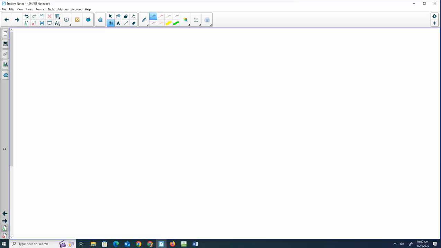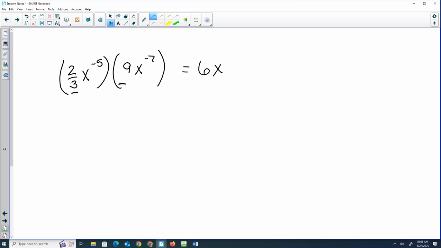What if I said, if I gave you this problem, what do you do first? Multiply 9 and 2/3. So 9 times 2/3 is 6. When I multiply my x's, we add those exponents. What is -5 plus -7? Final answers, we always want positive exponents. Okay, the 6 is fine. That -12 is only touching this x. Exponents only hit what's directly in front of it. So what do I need to do with my x? Put it on the bottom. 6 over x to the 12.